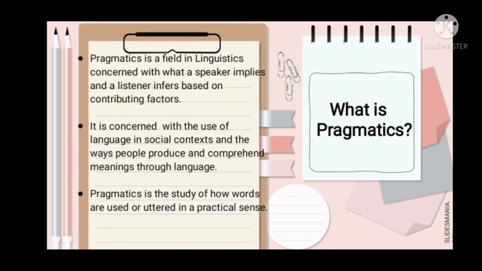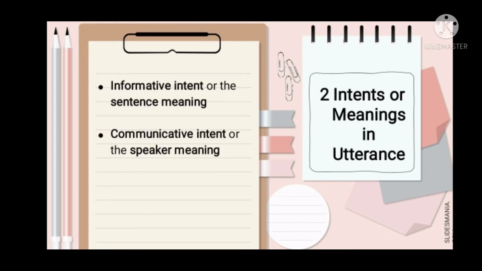Another definition of pragmatics is that it is concerned with the use of language in social contexts and the ways people produce and comprehend meanings through language. Pragmatics is also concerned with the relationship with other people, the way we communicate or comprehend or interpret the deep meaning of the language. And the last definition that I include is that pragmatics is the study of how words are used, uttered, and produced in a practical sense. When we utter or produce words, we have goals, intentions, and purposes.